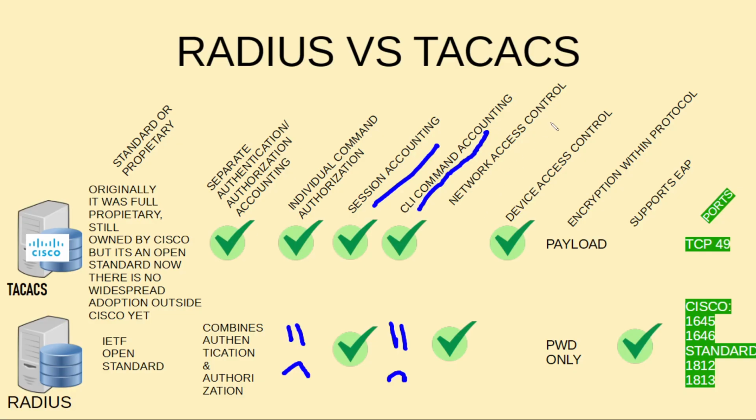Now, regarding network access control, the recommended solution is RADIUS, whereas for device access control, the recommended solution is TACACS. Regarding encryption, TACACS encrypts the whole payload, whereas RADIUS encrypts the password only. And this is a big thing: RADIUS supports EAP. That means it supports several authentication methods, whereas TACACS does not. And regarding port numbers, TACACS uses TCP 49, and regarding RADIUS, all Cisco devices will use 1645 and 1646, but the standard actually establishes that the ports are 1812 and 1813.